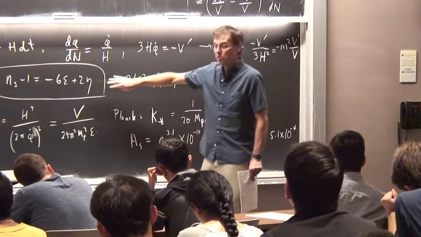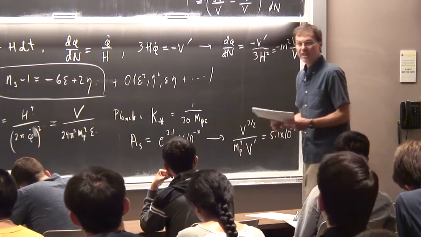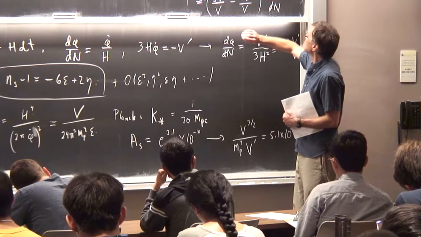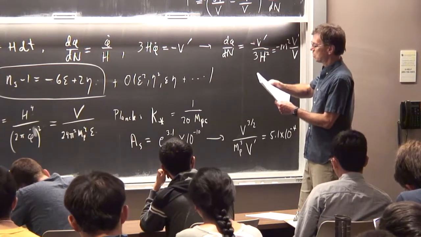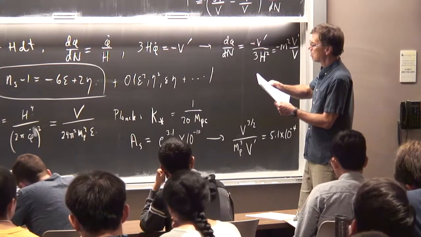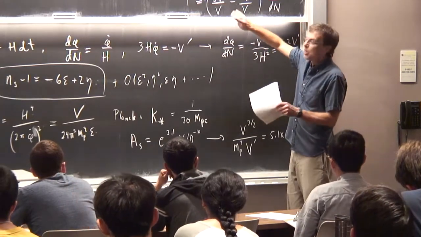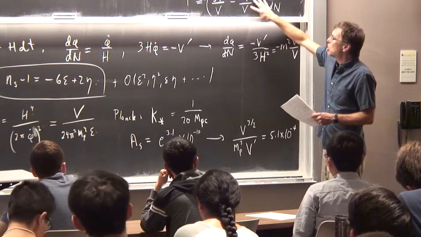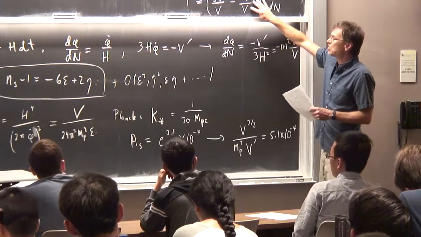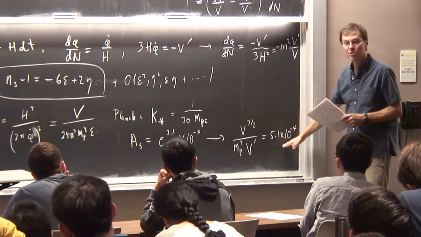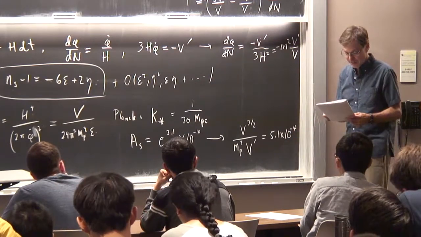Whereas the slow roll parameters themselves, they don't care about the overall scale of the potential. They're always V prime over V squared or V double prime over V. So overall changes in the overall scale have no effect on the shape of the potential. It's only the amplitude that cares about that.